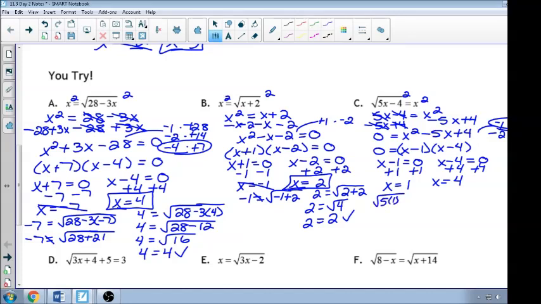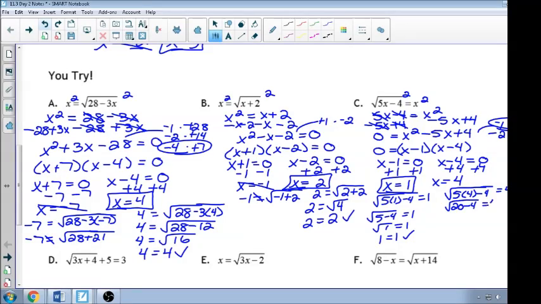So 5 times 1. Sorry about that. So the square root of 5 times 1 minus 4 is equal to 1. Well, 5 times 1 is 5. 5 minus 4 is 1. So the square root of 1 is 1. My answer, x equals 1, is good. Now I need to check my 4. So I have the square root of 5 times 4 minus 4 equals 4. Well, 5 times 4 is 20.